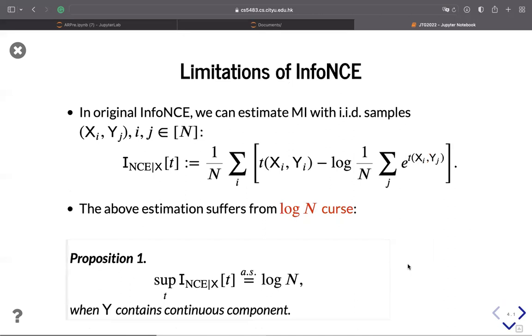There are many limitations of InfoNCE. If we have i.i.d. samples, we can have this empirical estimate, but this estimation suffers from the log-n curve, which means the supremum of this estimator goes to log n almost surely when y contains a continuous component.